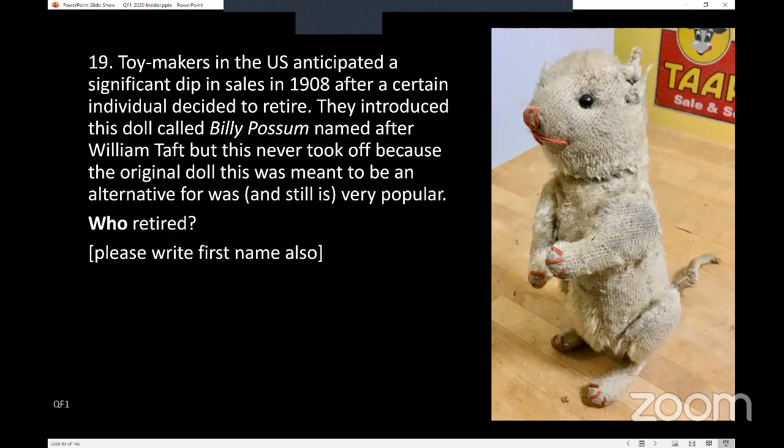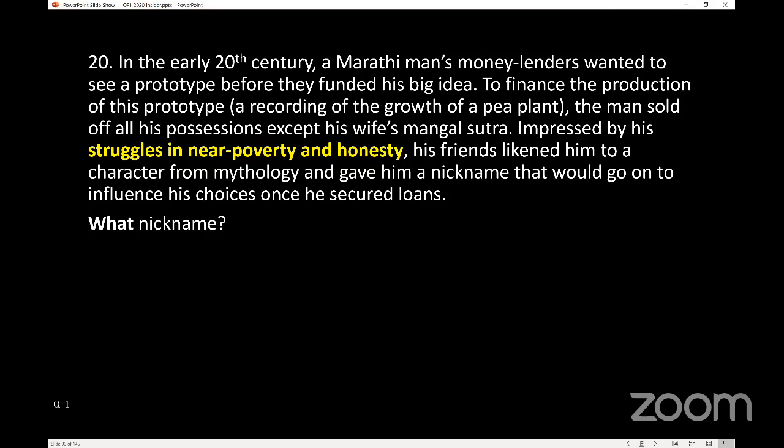All right, no questions, and hence we go to the last question of the quiz. In the early 20th century, a Marathi man's money lenders wanted to see a prototype before they funded his big seminal idea. To finance the production of this prototype, which is a recording of the growth of a pea plant, the man sold off all his possessions except his wife's Mangal Sutra. Impressed by his struggles in near poverty and the honesty to his work, his friends likened him to a character from Indian Hindu mythology, and gave him a nickname that would go on to influence his choices once he secured loans. So what nickname is this? Which is also the name of a character from mythology.